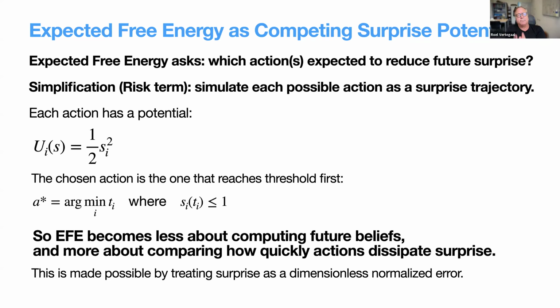So the simplification here is we just simulate each possible action as a surprise trajectory. Each has a potential, and we do the argmin, and the one that hits the threshold first is the one that has the highest likelihood of working. And so EFE becomes less about computing future beliefs and more about comparing how quickly actions dissipate surprise. Now, one key reason this is possible is because we're using normalized error.